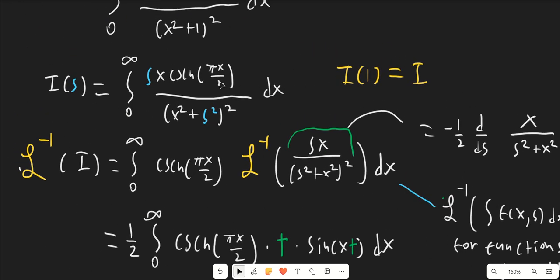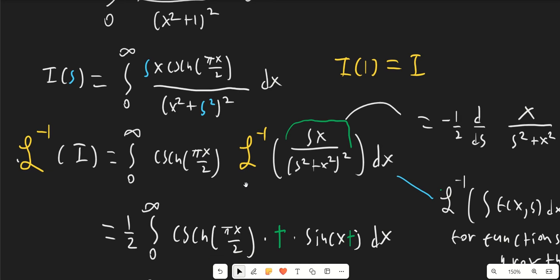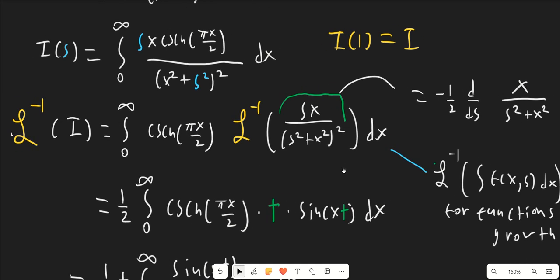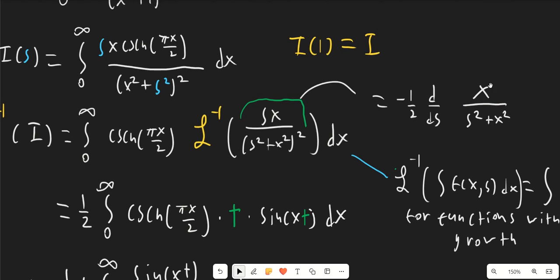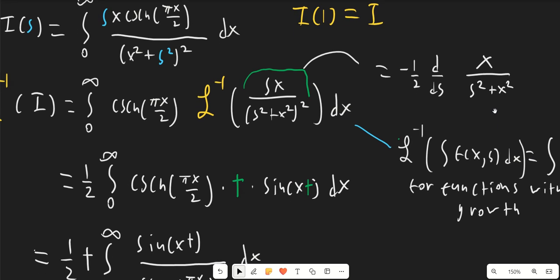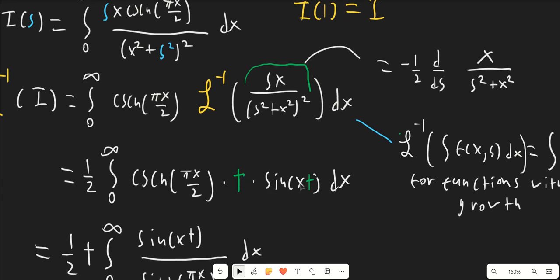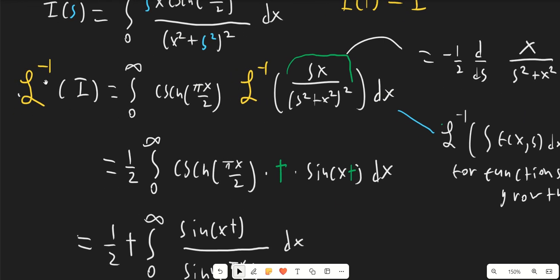So that means we can go ahead and not worry about this hyperbolic cosecant, and we can bring the inverse Laplace transform in here. And this means we now have to find the inverse Laplace transform of sx over (s squared plus x squared) squared. Notice that this expression is actually just negative 1/2 times the derivative of x over (s squared plus x squared). Then, using our rules for Laplace transforms, we know that we can replace this with t times sine of xt.